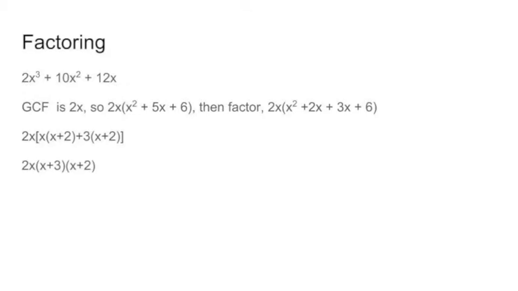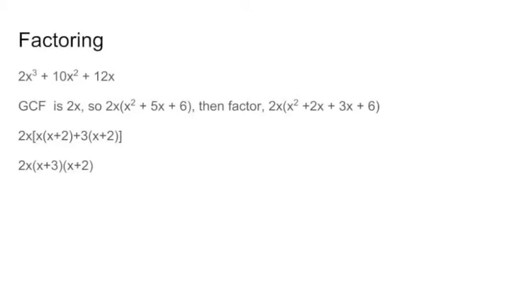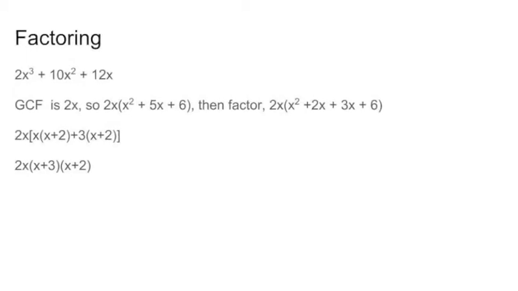Okay, so when you are factoring by grouping, remember you have to take the greatest common factor out. In this problem, each term has an x, so we can factor an x out. Each coefficient is also divisible by 2. So we take the 2x out, as you can see here, and then we would have left x squared plus 5x plus 6.